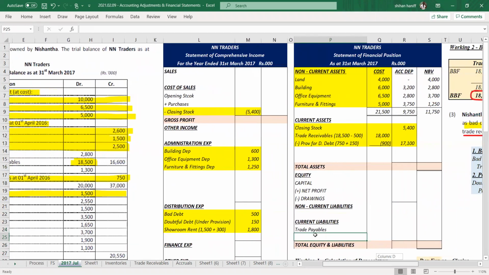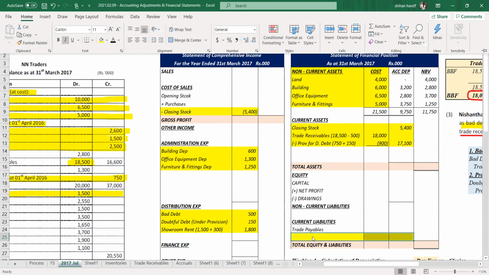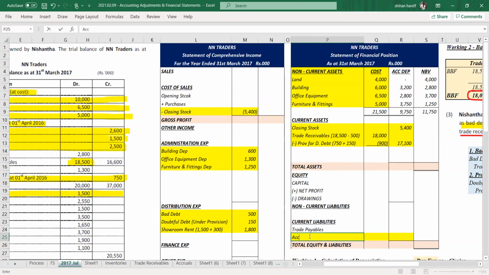Current liability, here we will take accrued showroom rent. So showroom rent payable. Accrued showroom rent is 300. So we take it with standpoint. 300. Accrued showroom rent is 300.